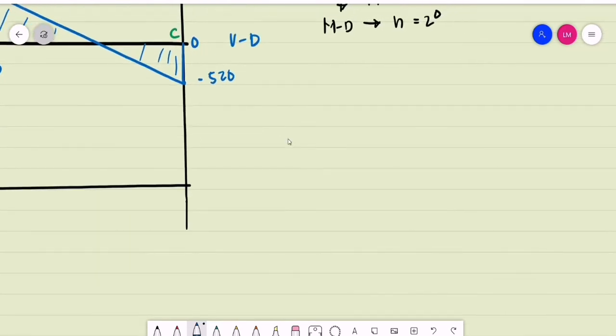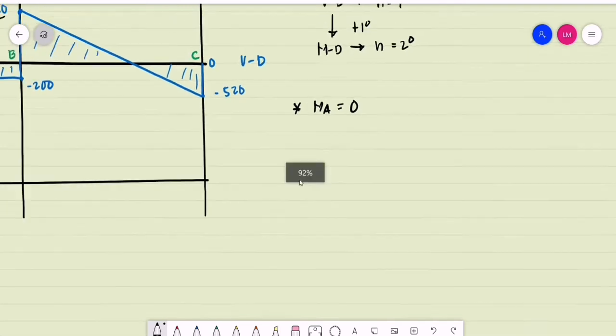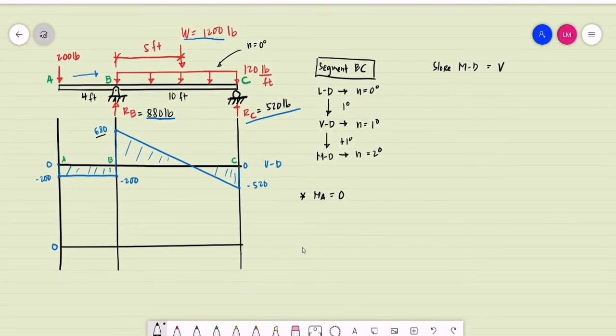So if we are to write for our moments, we have the moment at A is simply equal to 0. That is our first point. Then for the second point, that is moment at B, we have, last time, if you are using the area method, the magnitude of the moment is basically equal to the area of the shear diagram. So for the moment at B, it is equal to the moment at A plus the area of the shear diagram for the segment A to B.